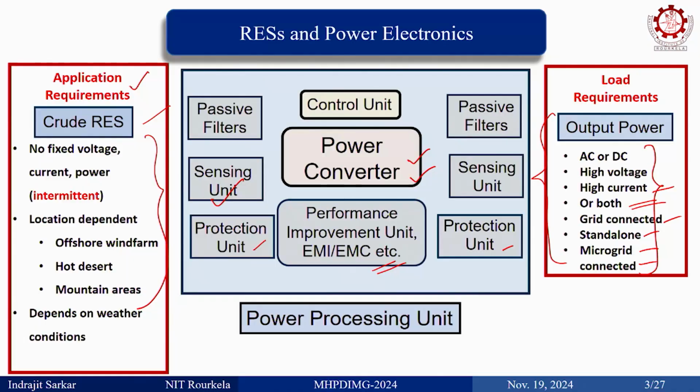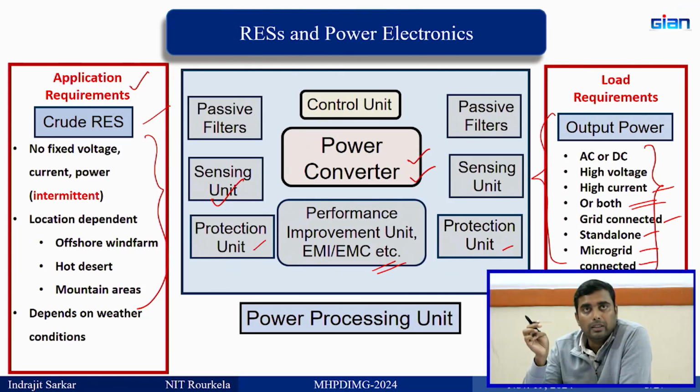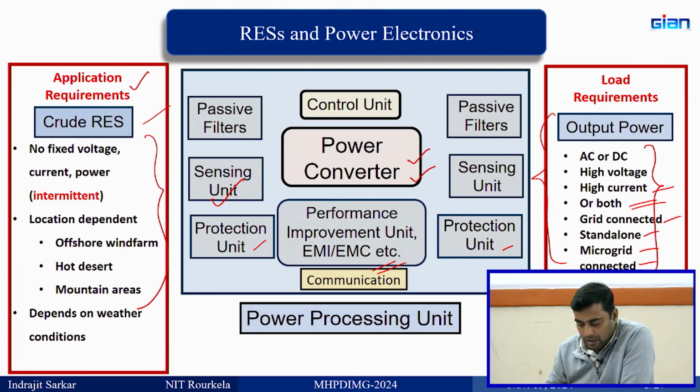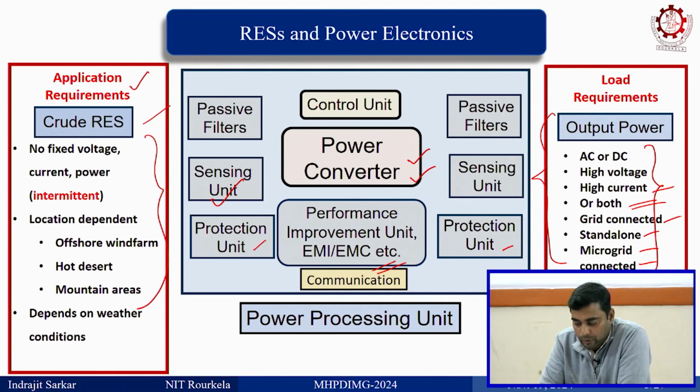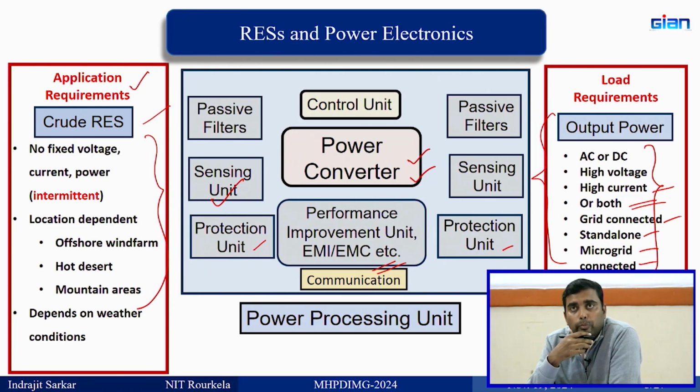Now, one of the major things that we are missing here, can anybody guess? Reference is there in control unit. Okay, communication, they must communicate with each other. So you should have communication between each and every item, right. So here this is the complete picture. Here we have crude renewable energy sources, and we need that crude energy source to be in a useful form. For that we need a power converter, but to have a power converter you need these necessary components in order to make it work.